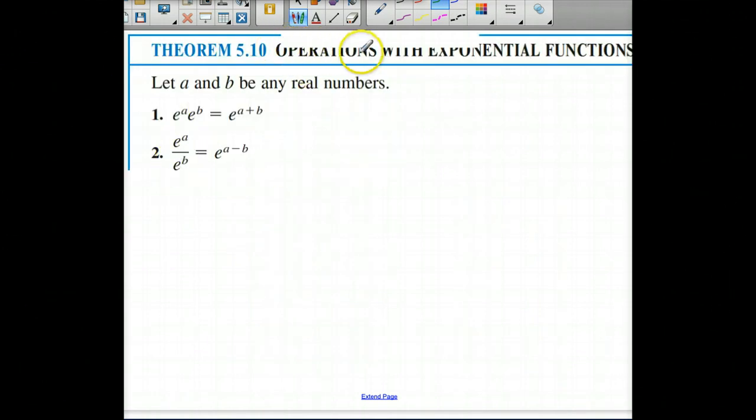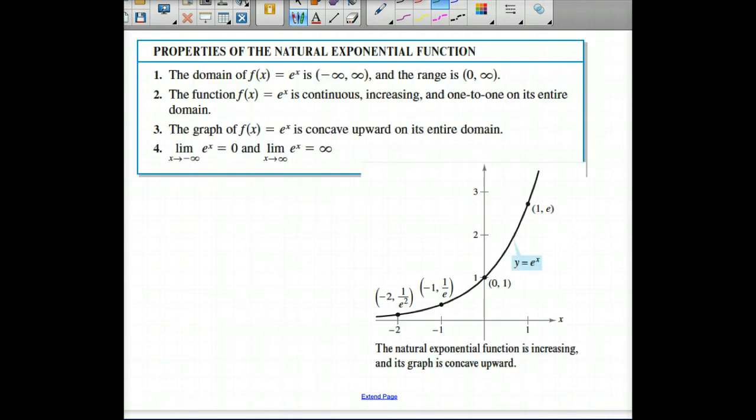This is supposed to say operations with exponential functions. Just the same rules that we used for anything with exponents apply to e. So e to the a times e to the b is e to the a plus b. E to the a divided by e to the b is simplified as e to the a minus b. Same rules that we've used with exponents before.